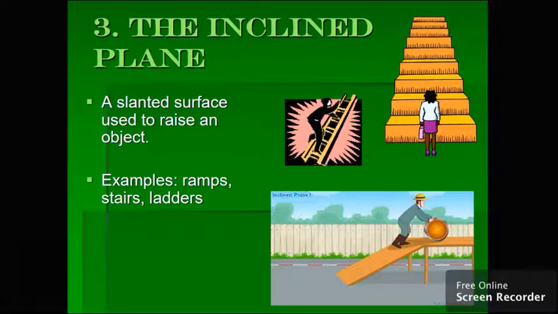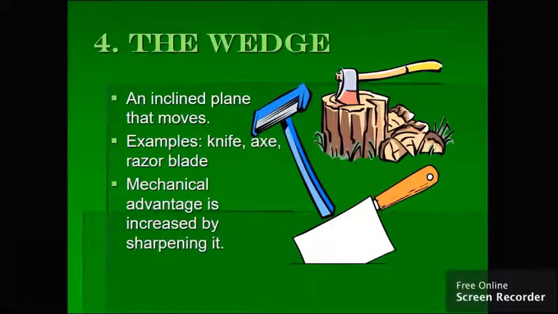An inclined plane is the scientific word for a ramp. It's a slanted surface used to raise an object. Stairs count because rather than having to jump up one whole flight, you take a lot of little steps. Okay. Number 4, the wedge.